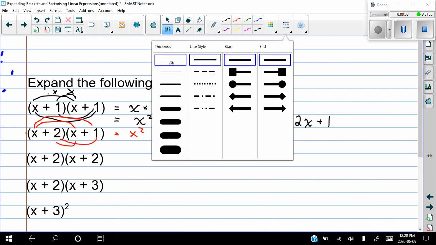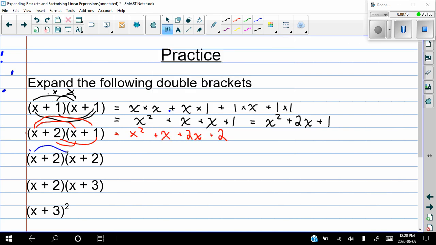Moving on to the third, we have x times x, x squared. And we have x times 2, we have 2x, x times, whoops, sorry, not x, 2 times by x. So we get another 2x, and 2 times 2, which is 4. Keep in mind, always simplify those middle two terms. So 2x plus 2x is 4x plus 4.